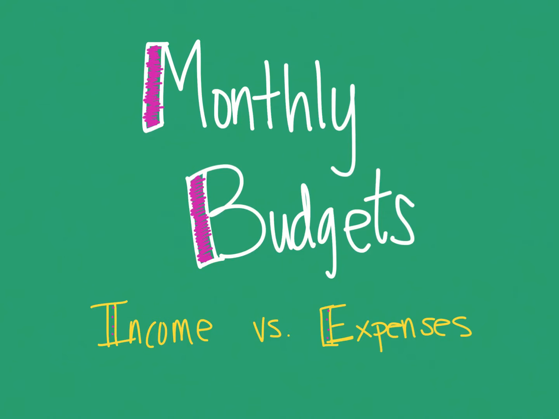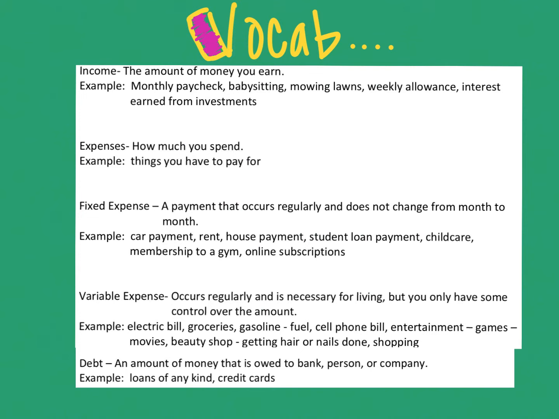This video is going to go over monthly budgets, and we are going to look at two different things of your budget: income and expenses. The first thing we need to go over is some vocabulary words so we know what we're dealing with when we get to a question.